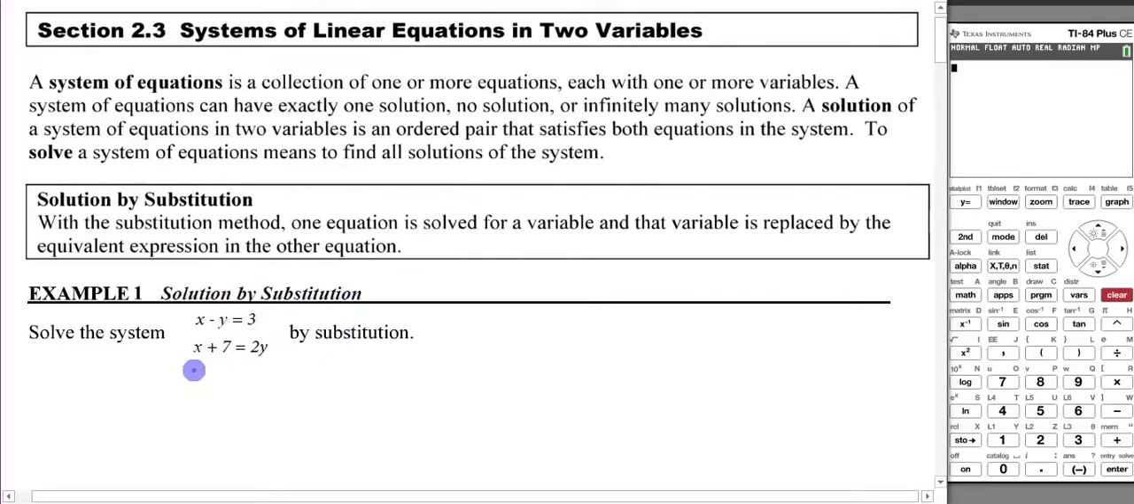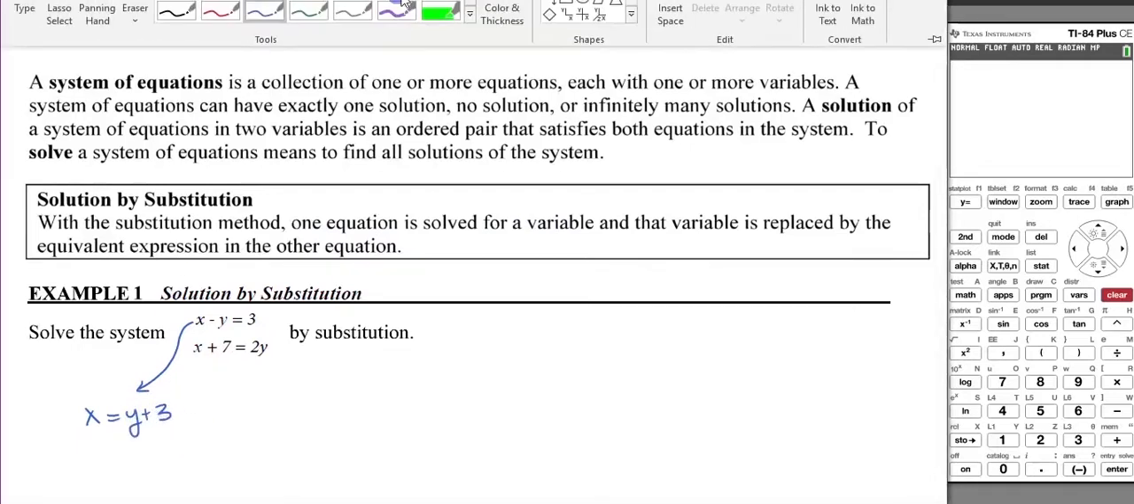So first, let's review solutions by substitution. With the substitution method, one equation is solved for a variable, and then that variable is replaced by the equivalent expression in another equation. Here's an example of a system that we're going to solve by substitution. So we solve one equation for a variable. Let's go ahead and take equation 1 and make it x equals y plus 3.